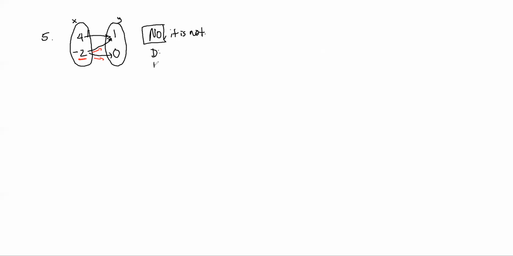And let's figure out our domain and range. Again, domain and range are super nice from these circles here. Domain are the x values on the left, so 4, -2. And the y values, the range, are the numbers here on the right, so 1 and 0.